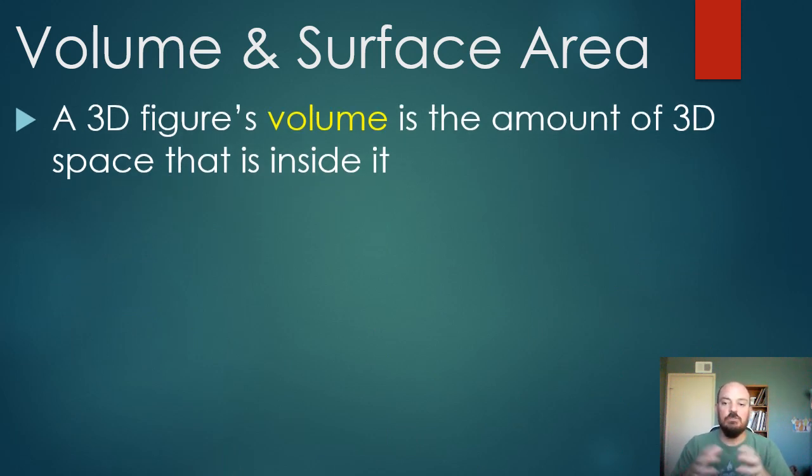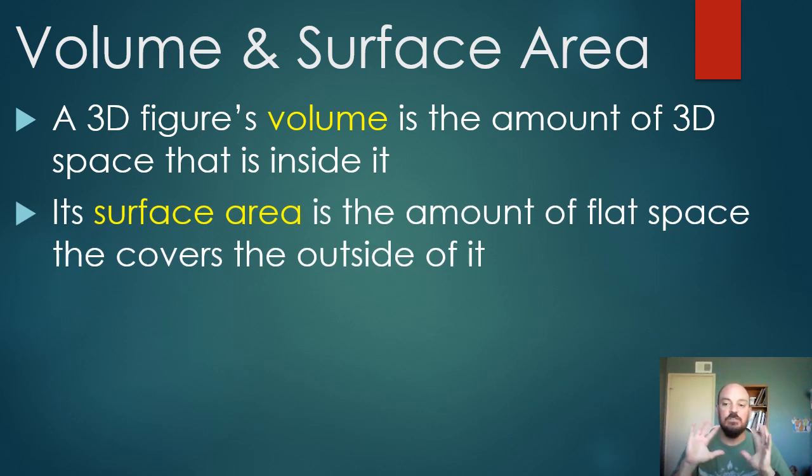A three-dimensional figure has space inside of it. That's volume. Volume is how much space is actually inside the shape. Now, surface area is like area from yesterday, but it's the area of all the different sides of the shape added up.